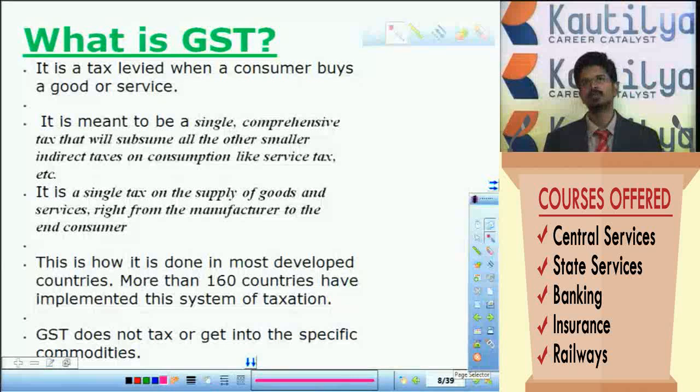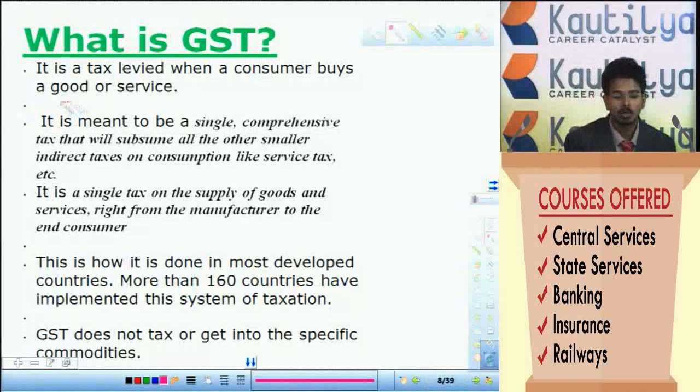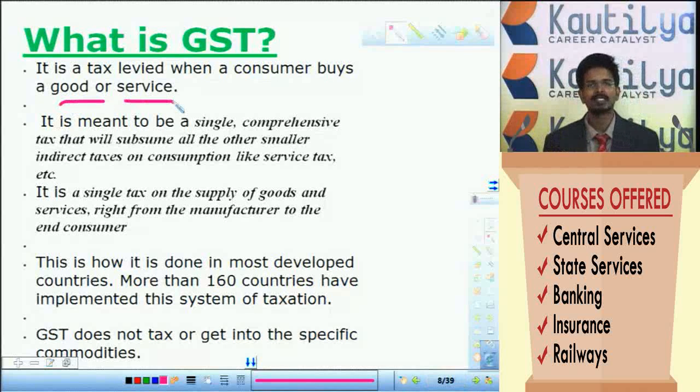Now let us come to what is GST. This brief understanding about direct taxes and indirect taxes has been given to you so that you can now understand in a better way why we are getting into GST. Why does India need a single unified goods and services tax? So what is GST? It is a tax levied when a consumer buys a good or a service. That is, it is levied for both goods as well as services. Have this kind of basic understanding.